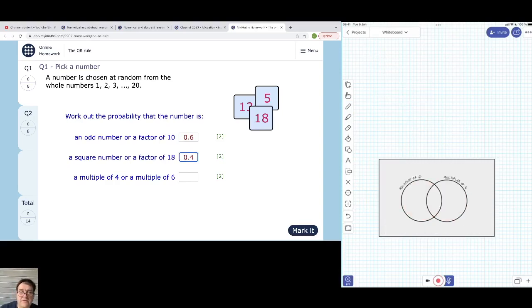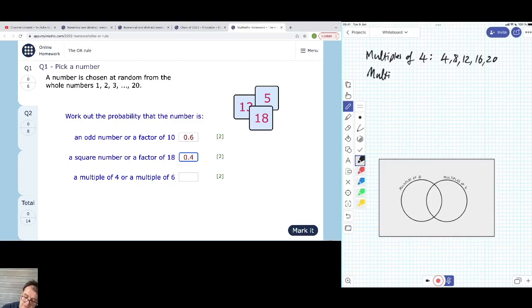Okay, so the last bit of the question says, find the probability that a number picked at random from the first 20 integers is a multiple of 4 or a multiple of 6. So the multiples of 4 are basically the 4 times table. So multiples of 4 go 4, 8, 12, 16, 20 and beyond, but we're only going up to 20. And then the multiples of 6 go 6, 12, 18, and then the next one would be 24, but that's too high.